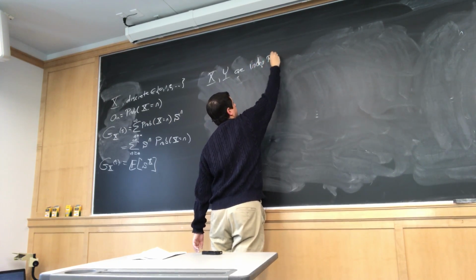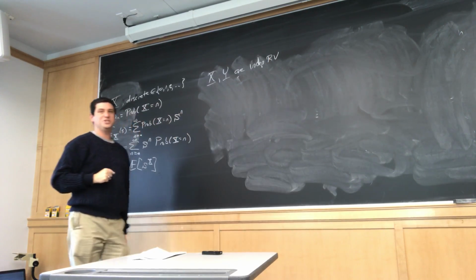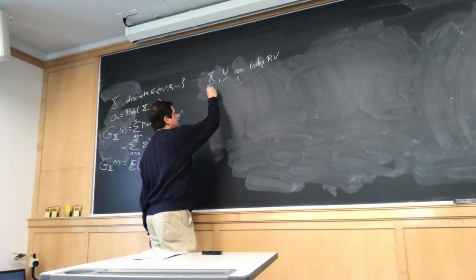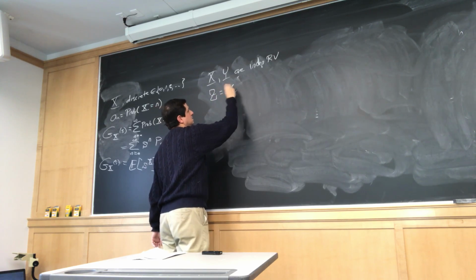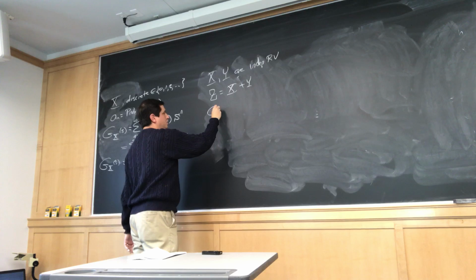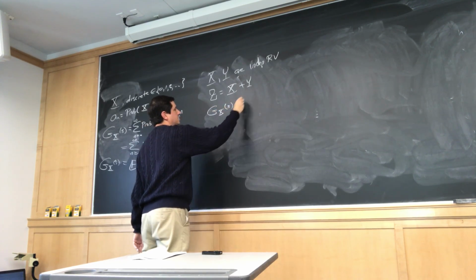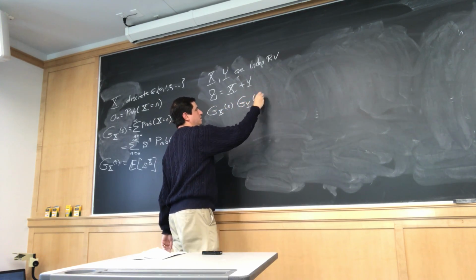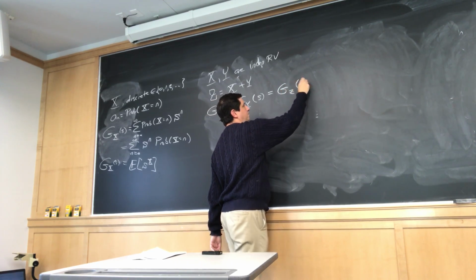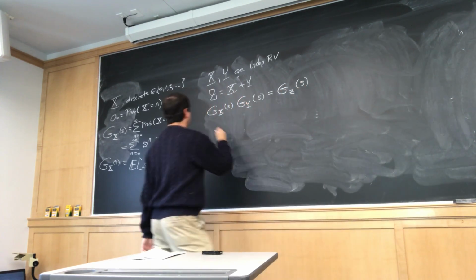Independent random variables. When in doubt, make your random variables independent. Things are much nicer. And then we could say Z is X plus Y. The generating function of X times the generating function of Y is the generating function of Z. We'll call that 4.